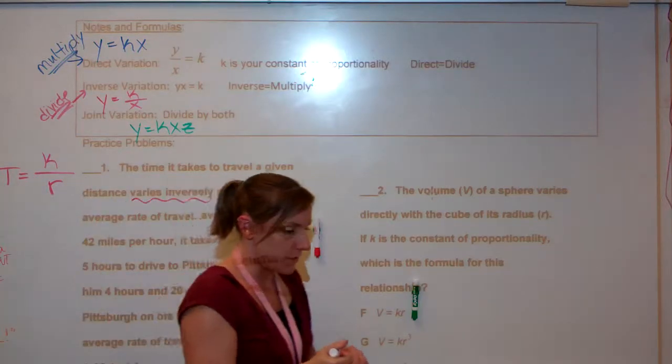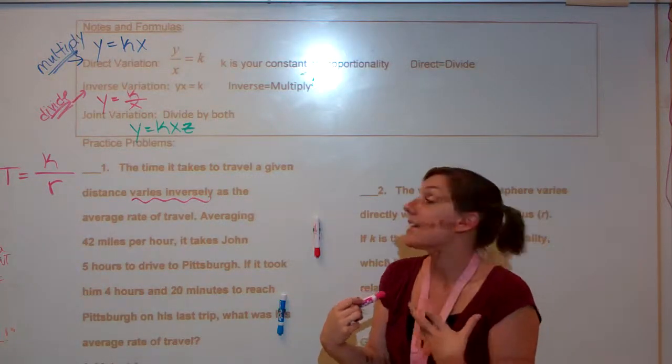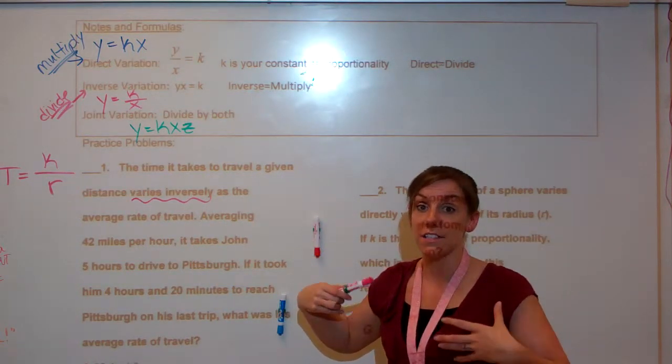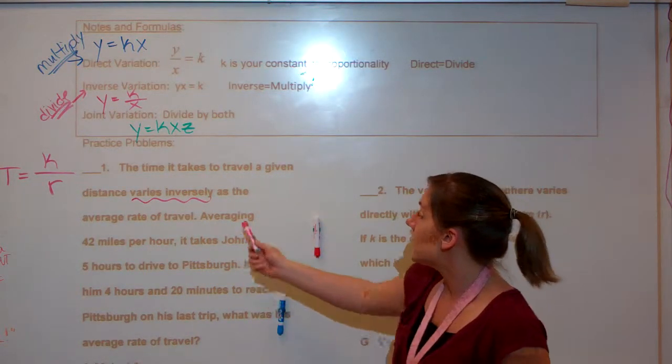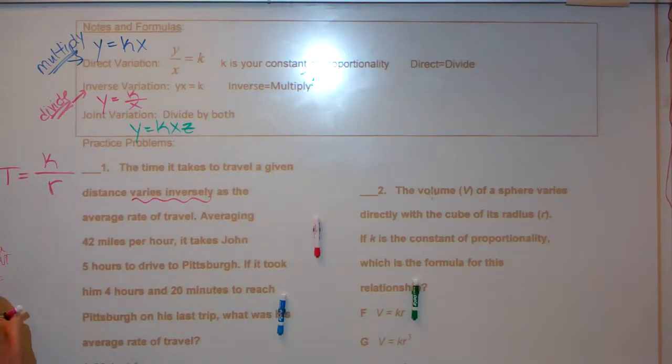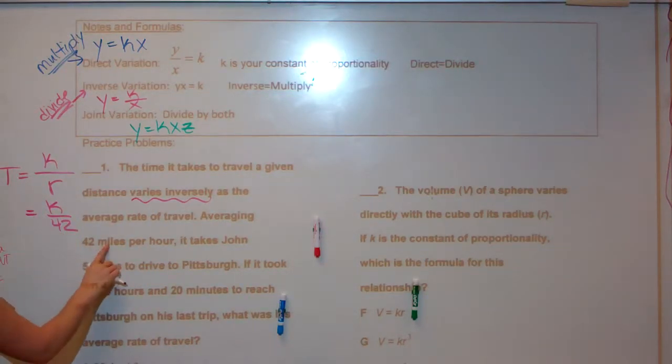And I was telling a student that was working on this, instead of using x and y all the time, I just use the variables in the problem because then it's easier to substitute in. So it says averaging 42 miles an hour, so that's the rate. So I'm going to put 42 right here. And then for 5 hours, I get a 5 right there.